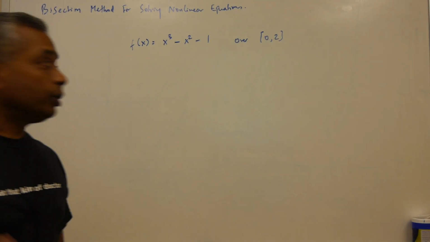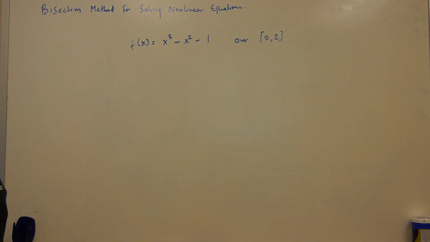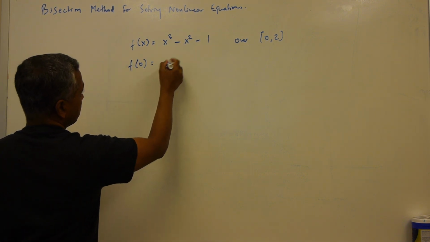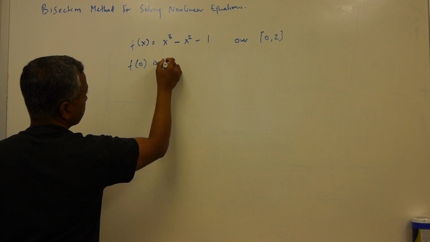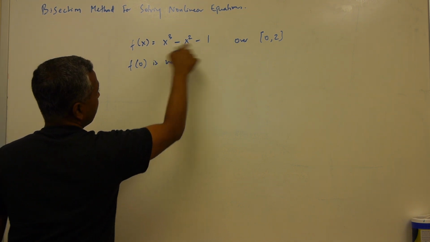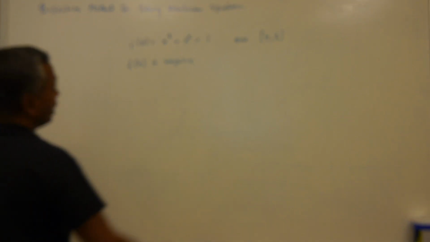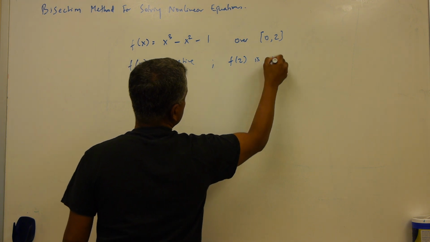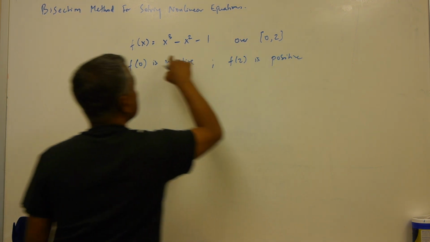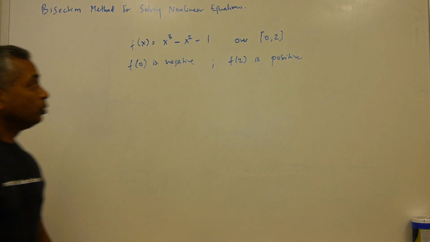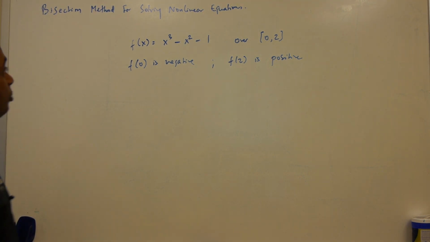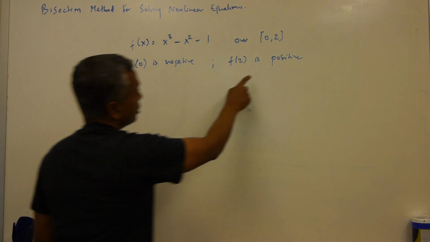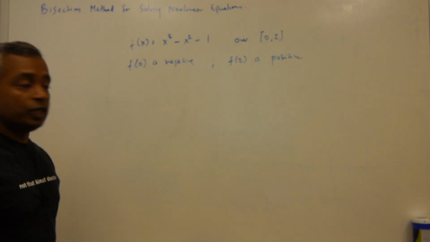Okay? So the first thing you want to do is to make sure that the sign actually flips in that interval. So let's look at f(0). f(0) is, in this case, negative. In fact, it's minus 1. And f(2) is positive. That's 8 minus 4 minus 1, which is 3. Okay? So you know that between 0 and 2, there must be a root because the function changes sign between these two. So we can actually work with this.